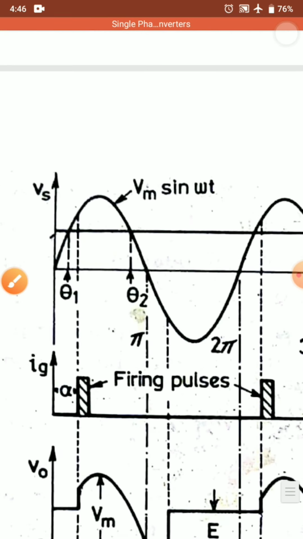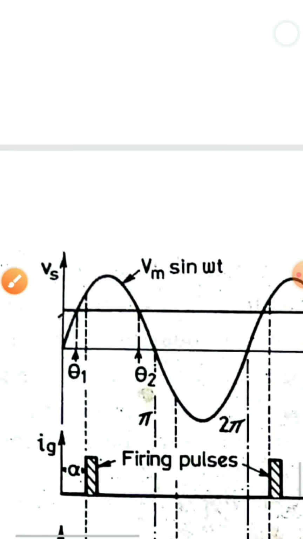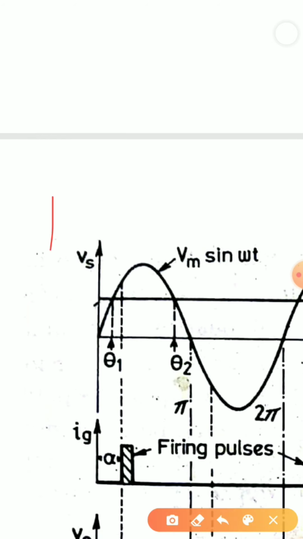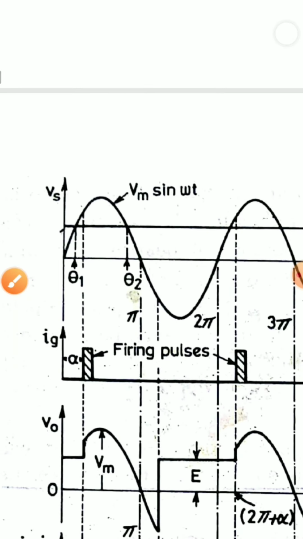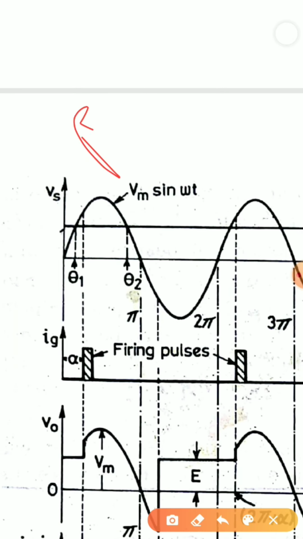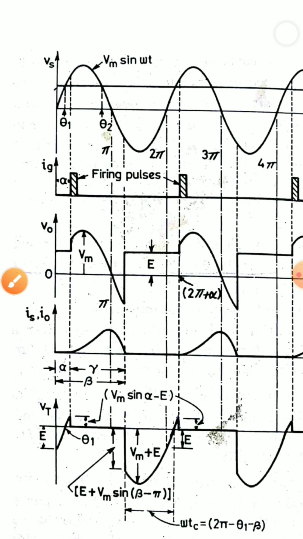So what I have to do is give a firing pulse greater than theta1. If the alpha that I am giving is greater than theta1, my SCR will turn on. This is the very basic criterion to keep in mind: if I am using an RLE load, my firing pulse should always be greater than my angle theta1. Only then will my SCR turn on.